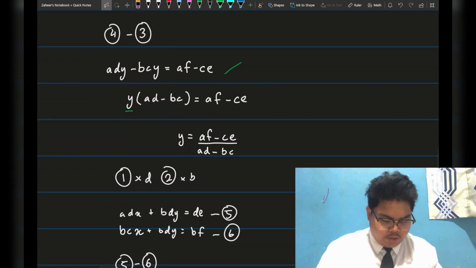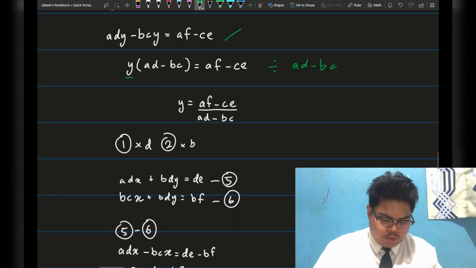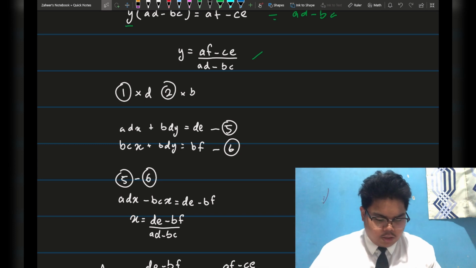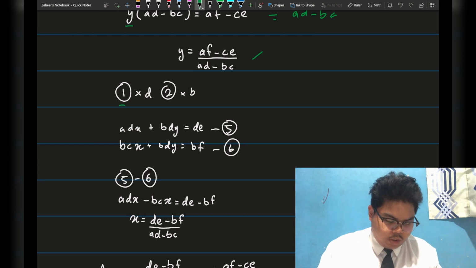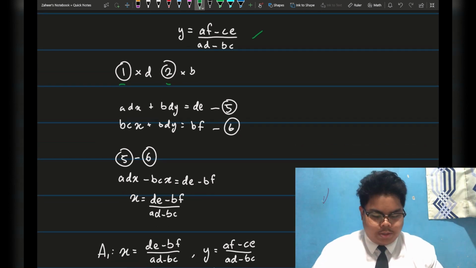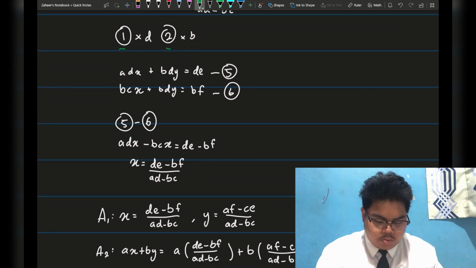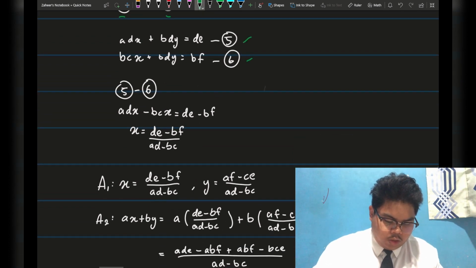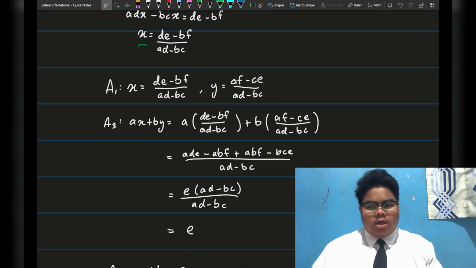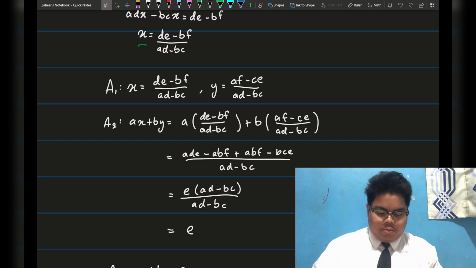So we need to divide this by ad minus bc, so we can get the y. To get the x, we need to take the first equation times d, and the second equation times b, because we want to eliminate the y, so that it can be 5 and 6, and we use the elimination method again, we can get the x.